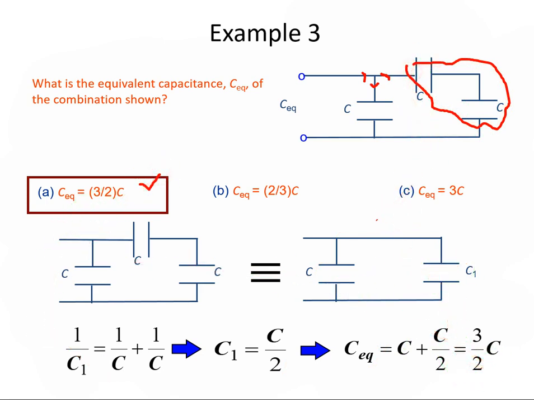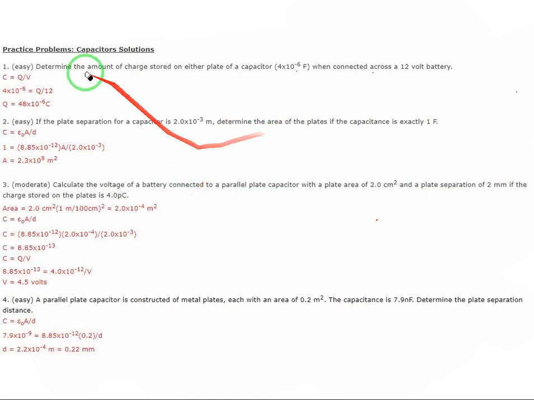This one. Okay, so we have another example: determine the amount of charge stored on either plate of a capacitor when connected across a 2-volt battery. We have the value of a capacitor and a voltage, and we know this formula, so put in the values. Another example: if the plate separation of a capacitor is 2.0 × 10^-3, determine the area of a plate. Again we have a formula, so put in the values.